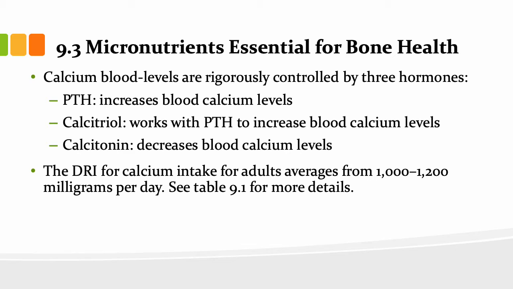The levels of calcium in the blood are controlled by three hormones. PTH will increase blood calcium levels. Calcitriol will work with PTH to increase blood calcium levels. And calcitonin will decrease blood calcium levels when the blood calcium levels get too high. The daily recommended intake for calcium for adults averages from 1,000 to 1,200 milligrams per day.